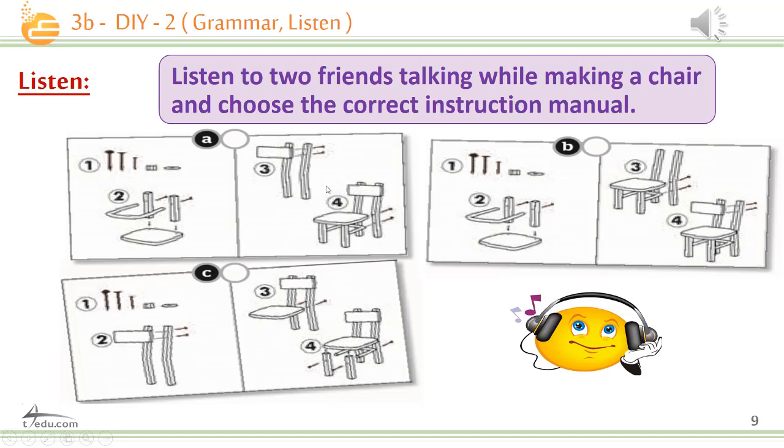Okay, so we heard. We're going to hear it once again, and then we are going to stop after each step and see whether it goes with what he's saying or not. Okay, let's start. Number 15. Listen to two friends talking while making a chair and choose the correct instruction manual.